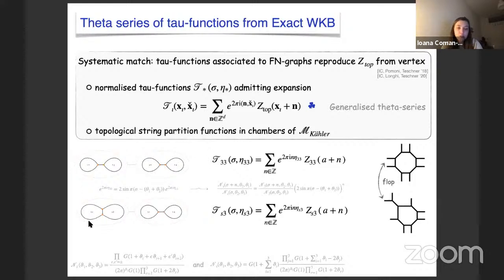on one side, we have the Fenchel-Nielsen coordinates that are associated to the possible Fenchel-Nielsen Stokes graphs on the four-puncture sphere. And then on the other side, we have the Z_top calculated for the different possible toric graphs, the set of which is related by sequences of flops. The effect of these flops is just to produce an analytic continuation of the Z_top across walls in the extended Kähler moduli space of parameters.